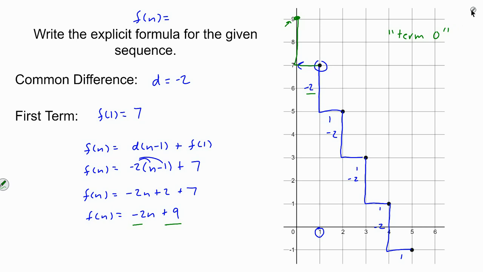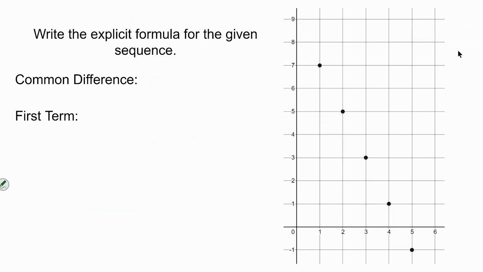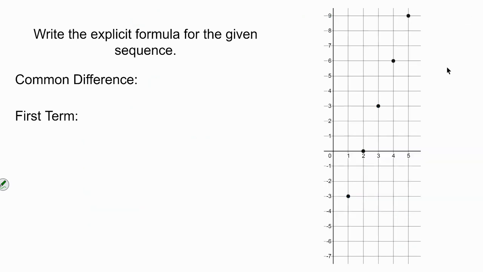Well, let's try another one and see if that holds. So here I have a pattern. We want to find our common difference and our first term. The first term is easy. We just look at the graph and find our x value of 1. So we have 1. There's my first term, -3.